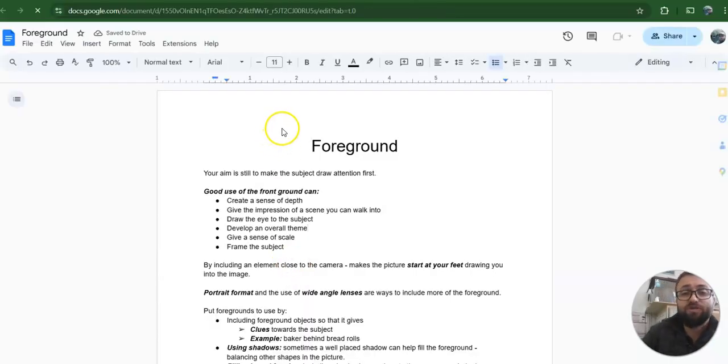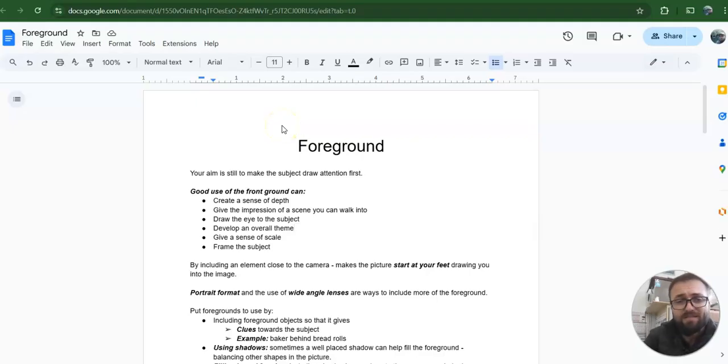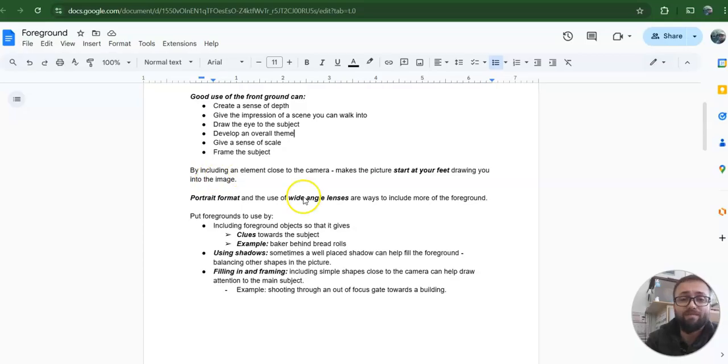So for today's lesson, your aim is still to make the subject draw attention first. The good use of the foreground can create a sense of depth, give the impression of a scene you can walk into, draw the eye to the subject, develop an overall theme, give you a sense of scale, or it can also help to frame your subject. By including an element close to the camera, this makes the picture start at your feet, drawing you then into the image.